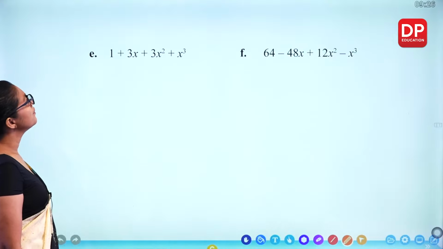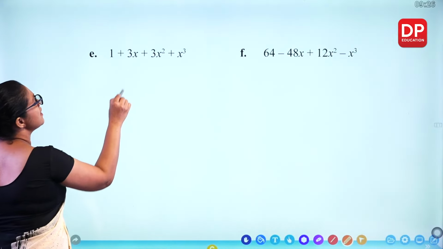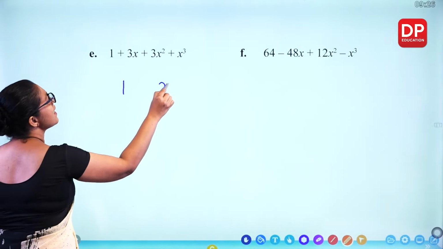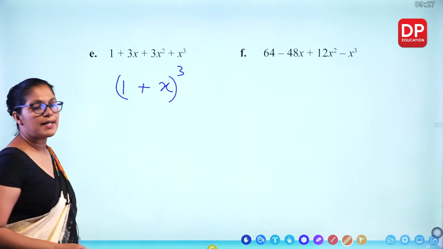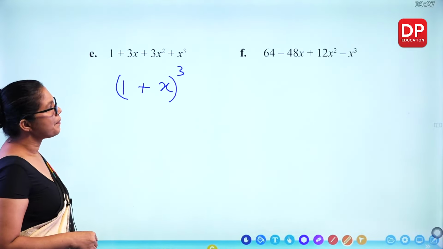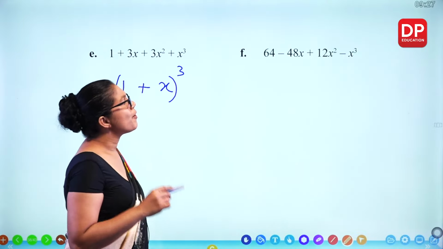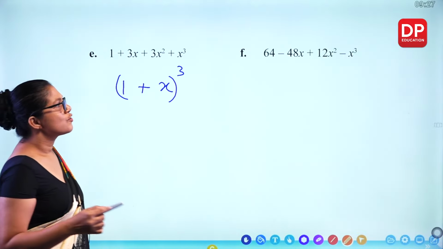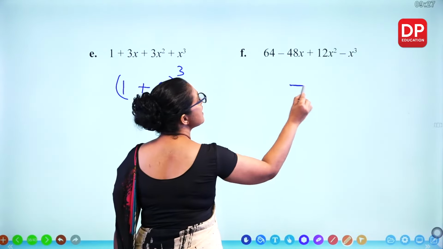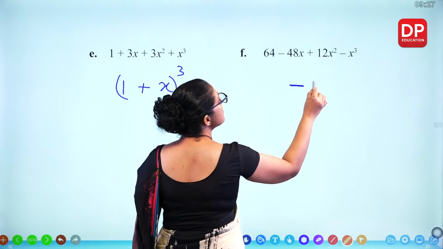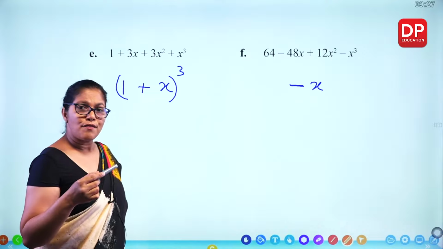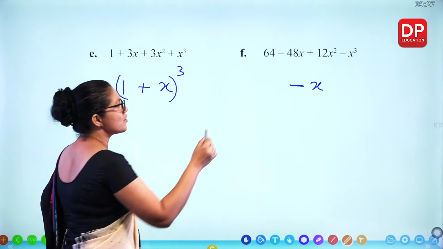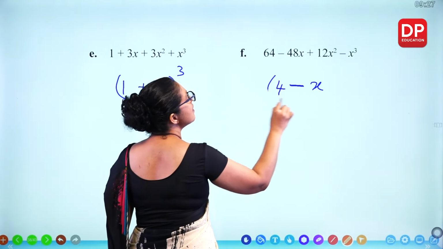So that means last term is 6. Now look at this one. First term is 1. Last term is x, all positive. That means 1 plus x to the power 3. This one, first term positive, second term negative. So that means the middle term is negative. The last term is x. And what is the number? 64. 4 to the power 3. So that means this number is 4.